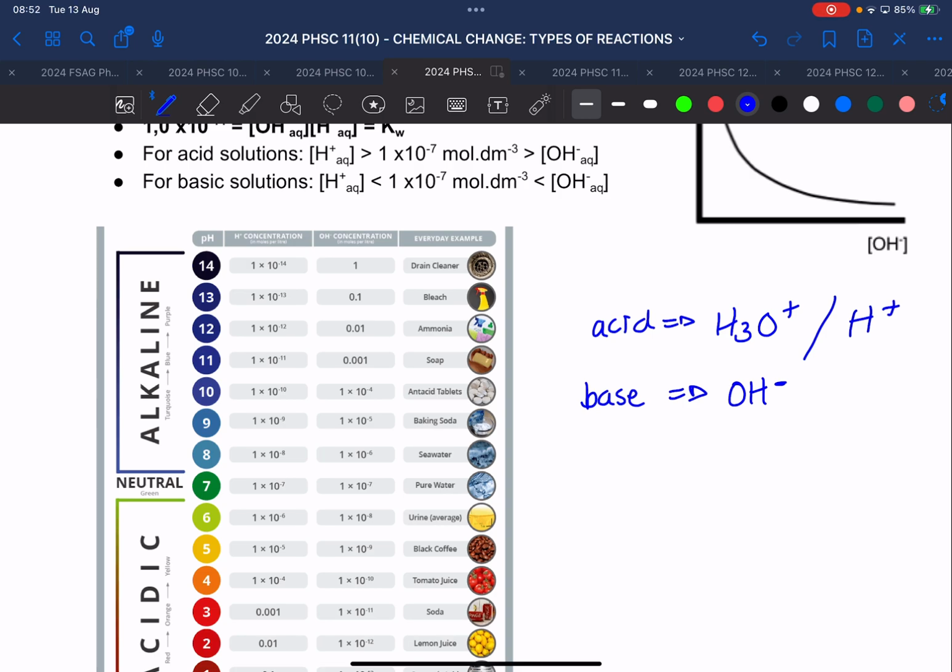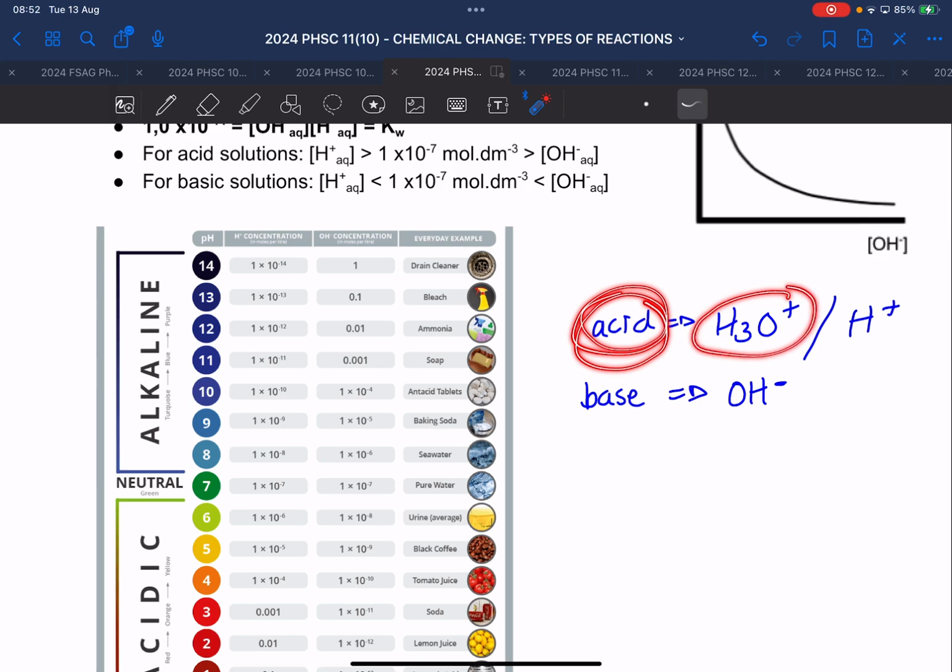Right. So, when you see this, you must think of an acid. Or if you know something is acidic, then you must know the hydronium ion is very, very high.